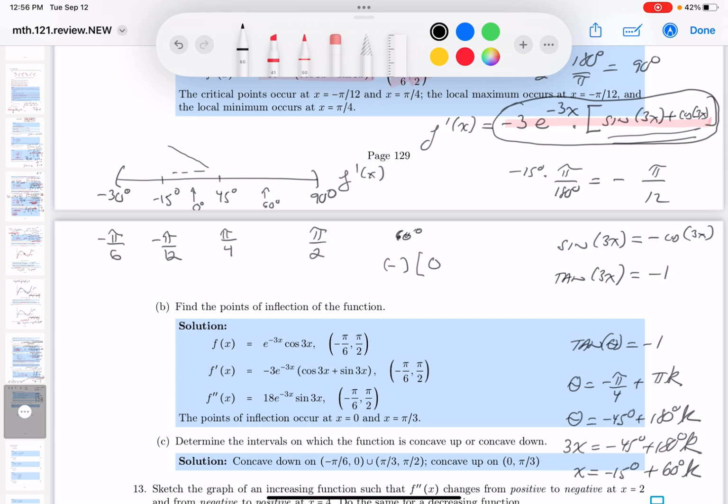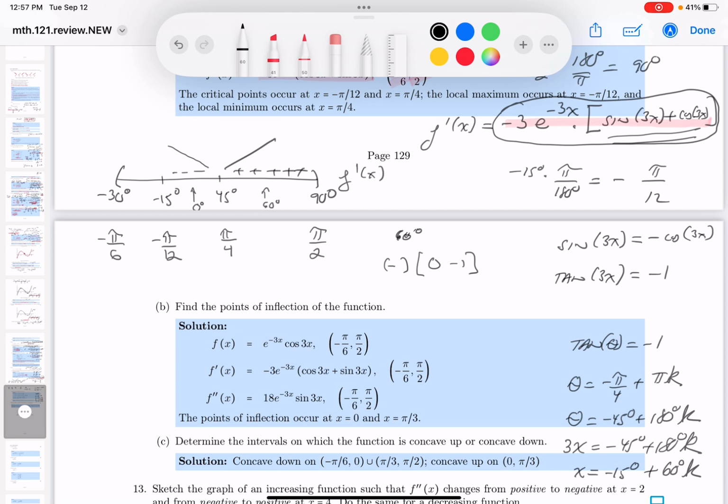Again, I'm trying to care about the sign. And then what do I get? I get the cosine of 180. And the cosine of 180 is a negative number. So it's minus 1. So which is going to be positive? That goes up. All right?